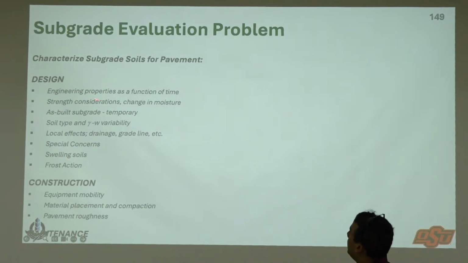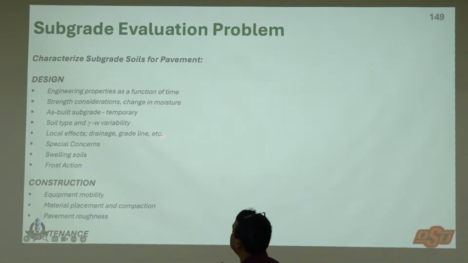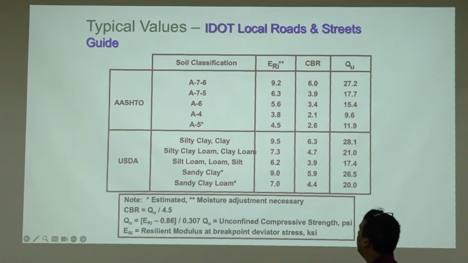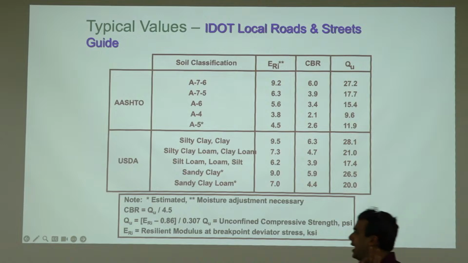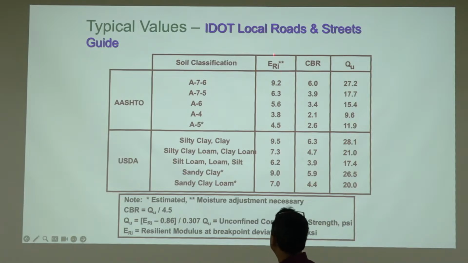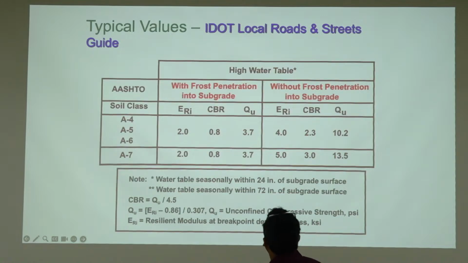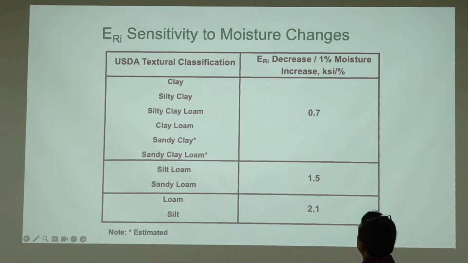We are going to have engineering properties as a function of time, strength considerations, change in moisture, as built subgrade, soil type, local effects, which is drainage grade and stuff, swelling soils, frost action and stuff like that. And sometimes DOTs would establish something like a typical value, which is CBR, unconfined compressive strength. I haven't gone into ERI yet intentionally. I'll show you that when we go into resilient modulus. It's related to modulus, breakpoint modulus. Again, some typical values. I don't think we need to go over any of this.